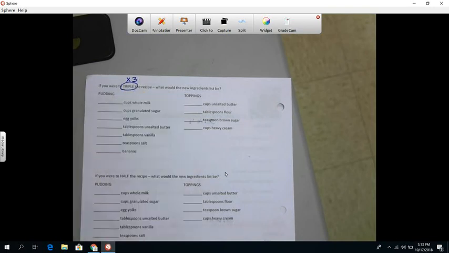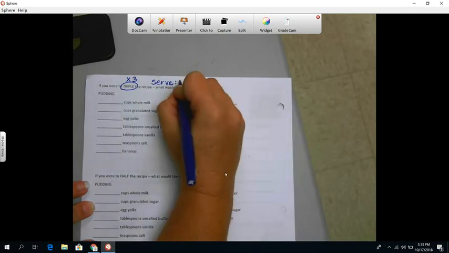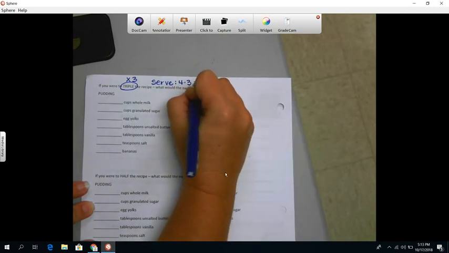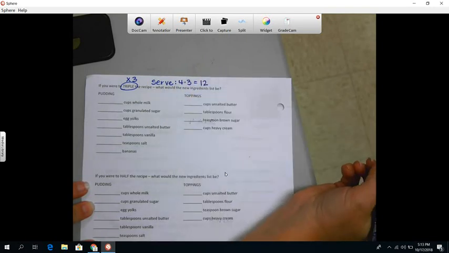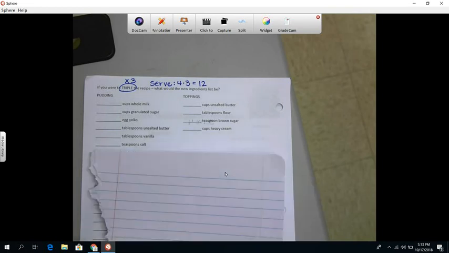Well, friends, if I made one batch already and I served 4 people, and I made 2 batches, that means I doubled it, I served 8 people. How many people am I going to serve if I'm tripling my recipe? Yeah, so we're going to serve 4 times 3, that's how we're going to get our answer, and we're going to serve 12 people this time. All right, so now here we would need to multiply everything by 3. So we're going to go through this fairly quickly.